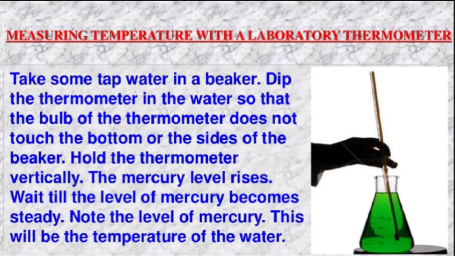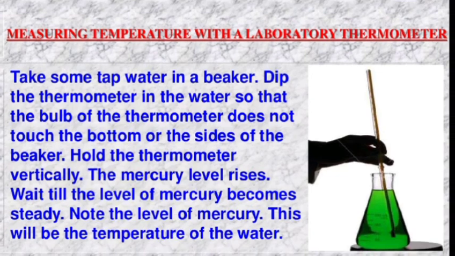The level of mercury will start rising, and after some time it will become steady. So wait till the level of mercury becomes steady, and after that note down the level up to which it is raised, and that will give you the temperature of the water. Understood? So this is how we can use a laboratory thermometer for measuring the temperature of water.